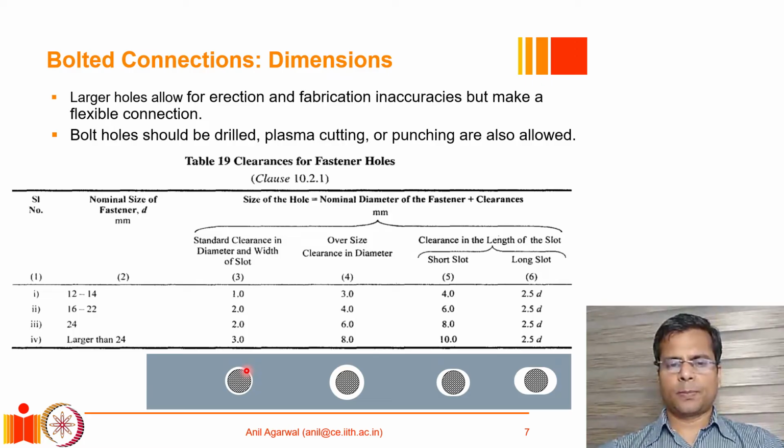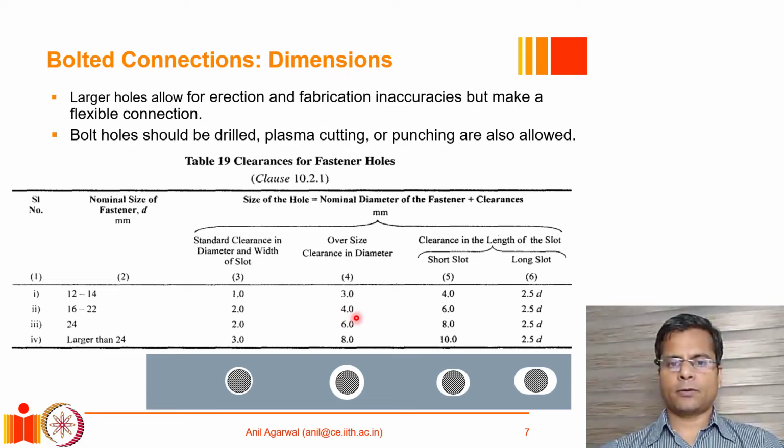For the minimum clearance requirement, we are required to go with the standard clearance hole. So this is table 19 given in our IS 800, which is the Indian standard code for steel design. So for example, for a 16 mm diameter bolt, the standard clearance will be 2 millimeters. That means the hole diameter would be 16 plus 2, that is 18 millimeters.